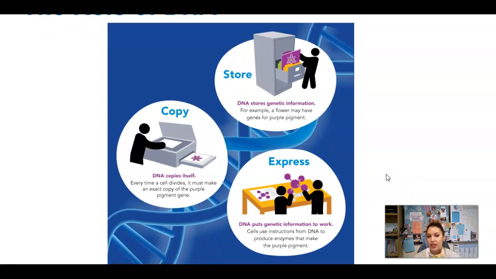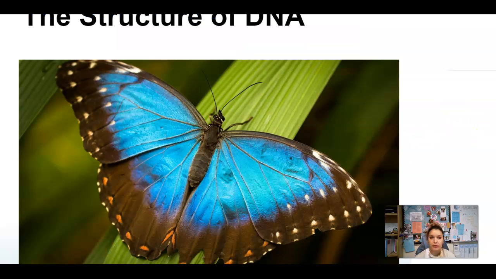And then we know that it expresses. So DNA puts genetic information to work. The cells use instructions from DNA to produce enzymes that make that purple pigment, for example. All right, so on to the structure of DNA. Look at those beautiful genetic variations on the wings of that butterfly.